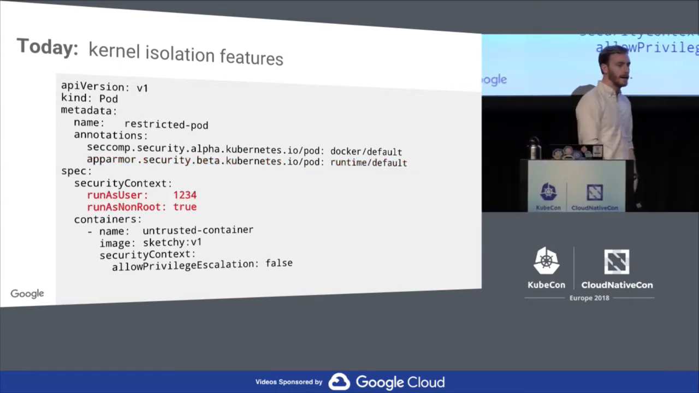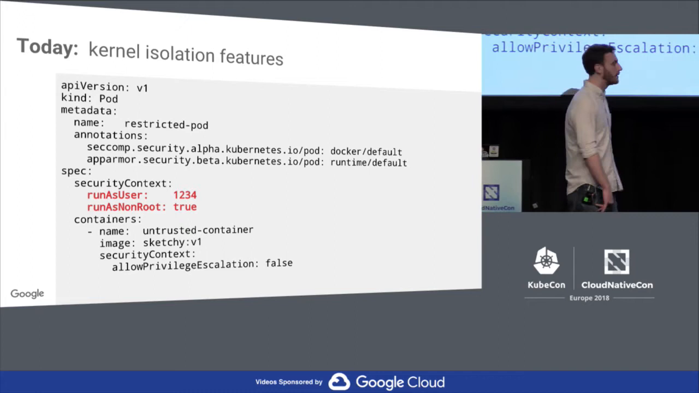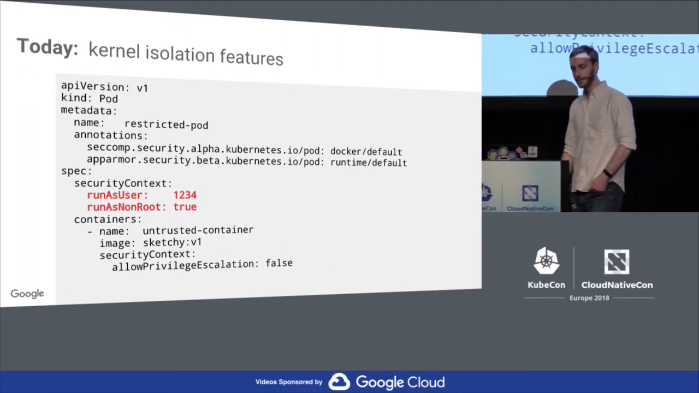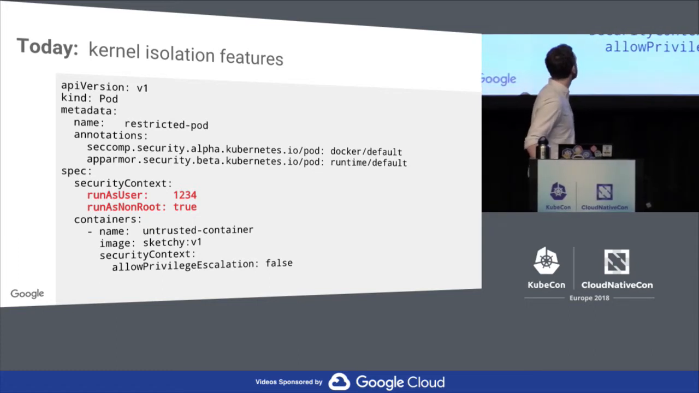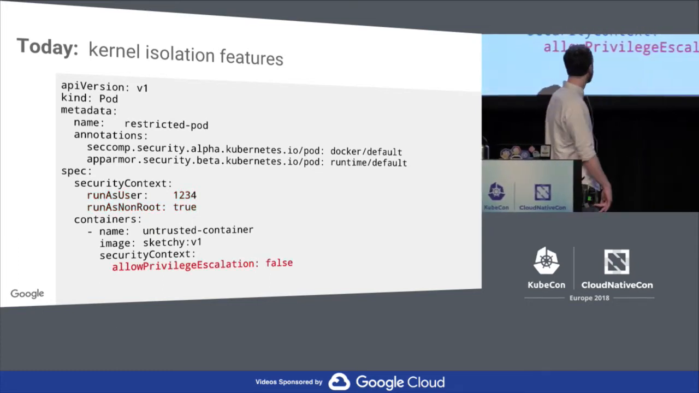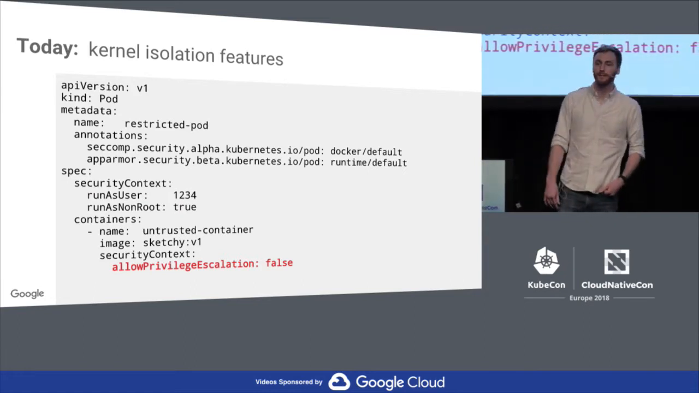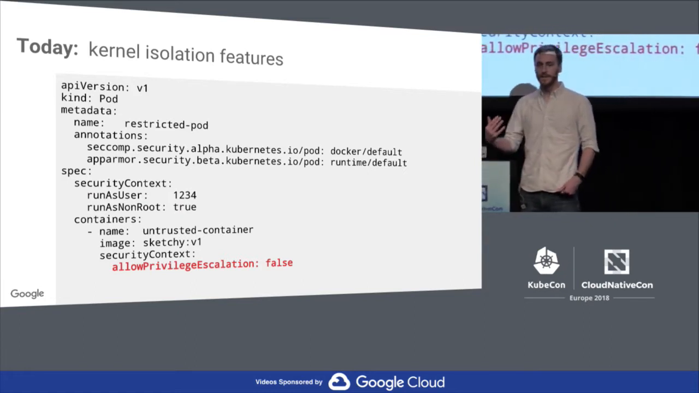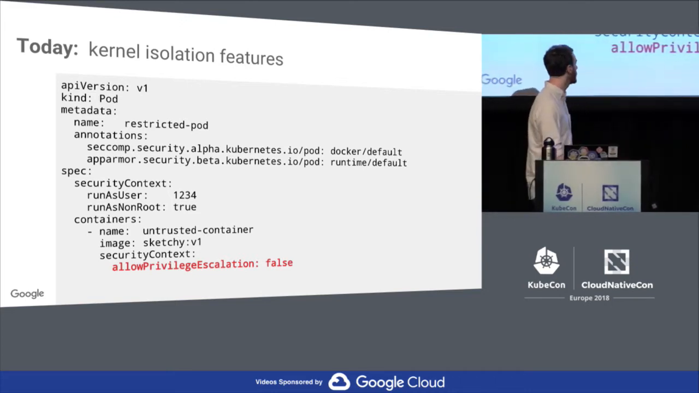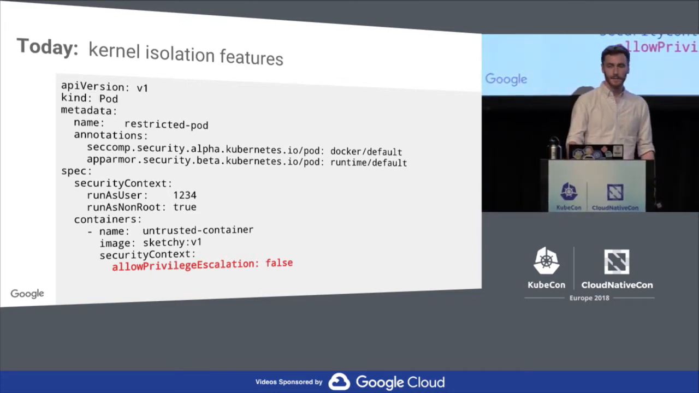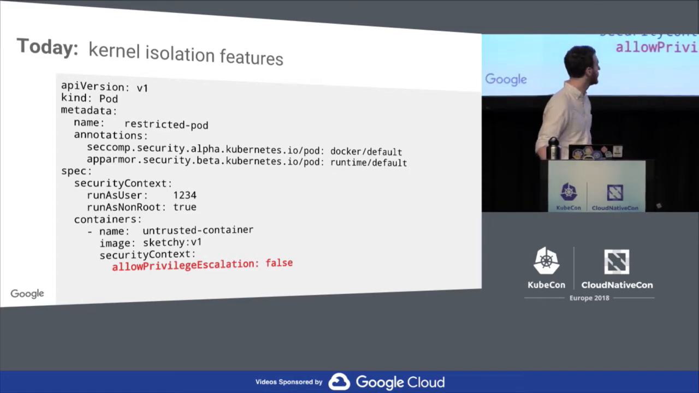Hopefully you all caught Liz's keynote this morning and know that you should not run as root in your containers. This is labeled an advanced talk, so I won't go into this too deeply. But you also want to disable allow privilege escalation, especially if your users are giving you untrusted containers, because otherwise you can trivially get to root by just running a setuid binary, and this prevents that.